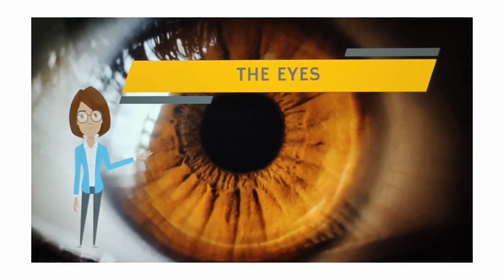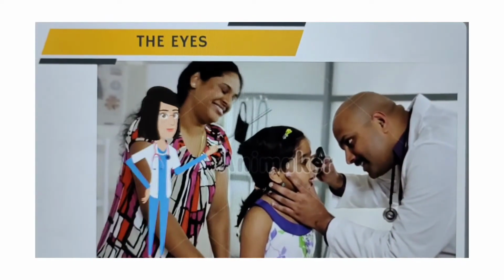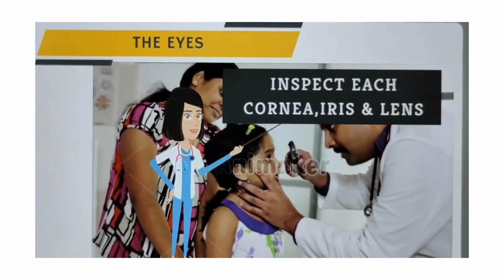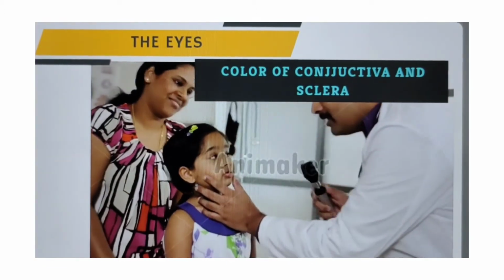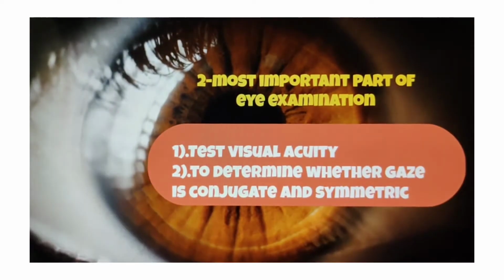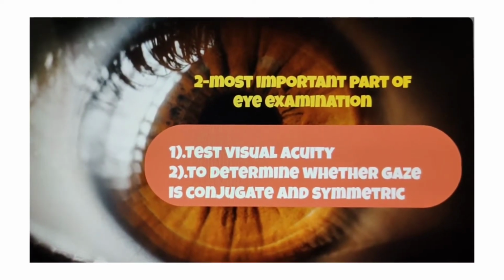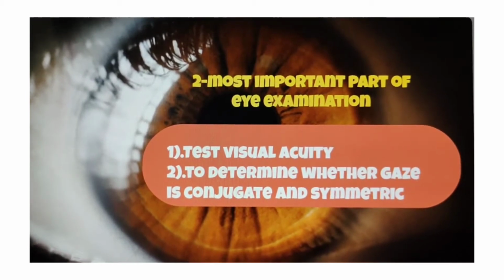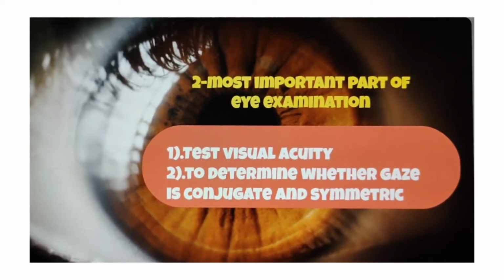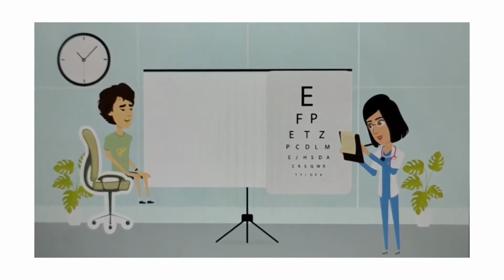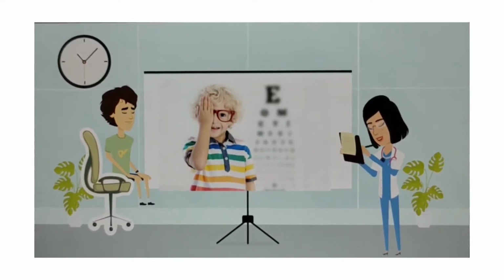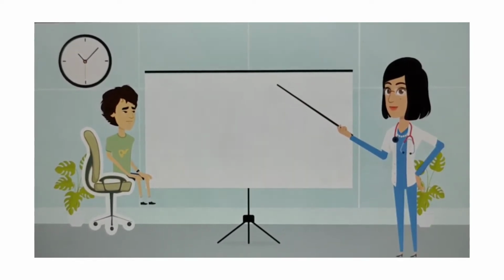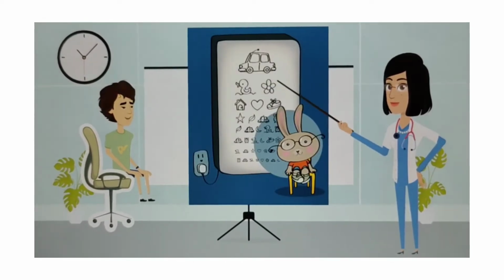Examination of eyes. Examine the child's eye just as you would in adults. Inspect each cornea, iris, and lens. Check the color of the conjunctiva and sclera. The two most important parts of the eye examination are to test visual acuity in each eye and to determine whether gaze is conjugate and symmetric. Visual acuity may be difficult to measure in children younger than approximately 3 years of age who cannot identify pictures on an eye chart. For children older than 3 years, however, formal visual acuity testing is both feasible and preferred.